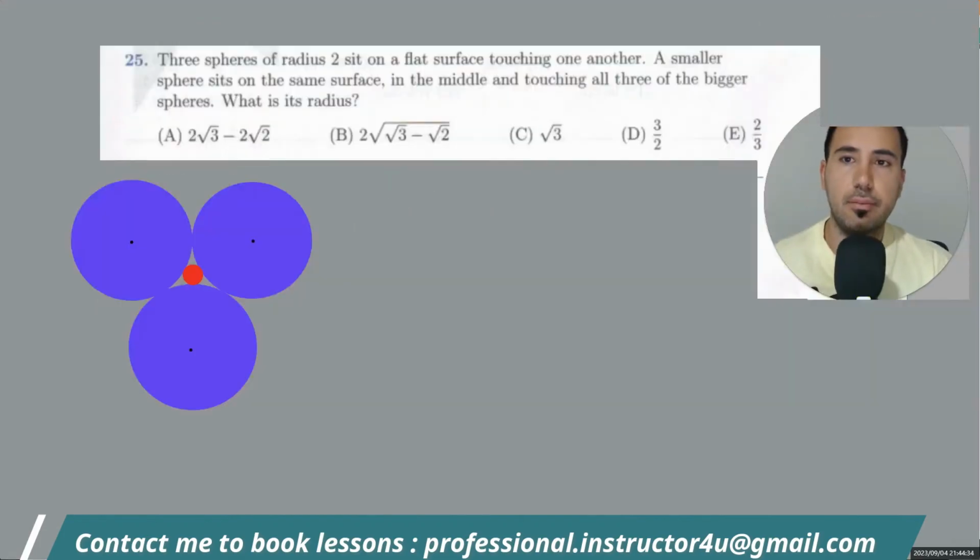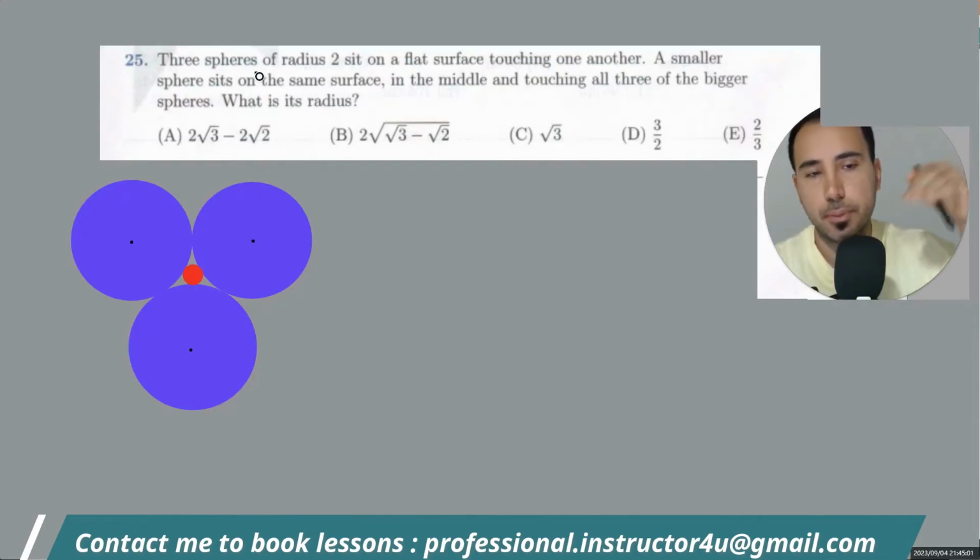Three spheres of radius 2 sit on a flat surface touching one another. A smaller sphere sits on the same surface in the middle and touching all three of the bigger spheres. What is its radius? Now, first of all, personally, I find this question the most difficult of all the 30 questions. If we see the spheres from the top-down view, they turn into 4 circles like this. And if you connect the centers of each circle, we're going to have an equilateral triangle.